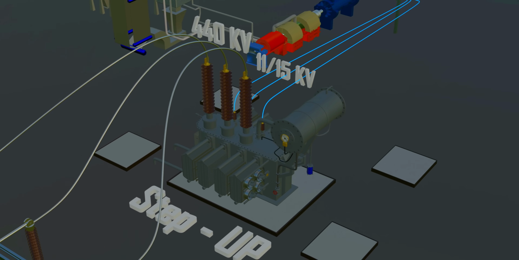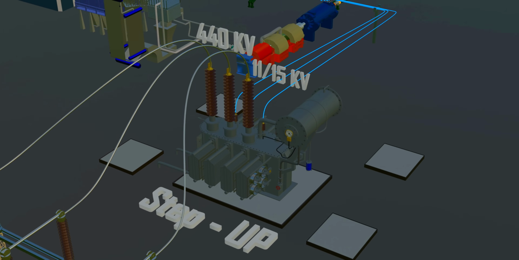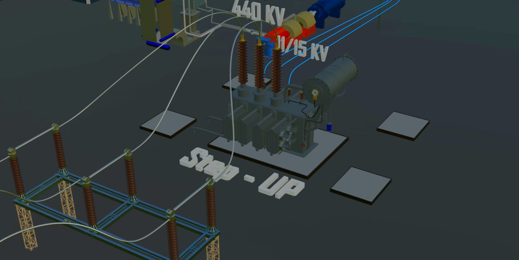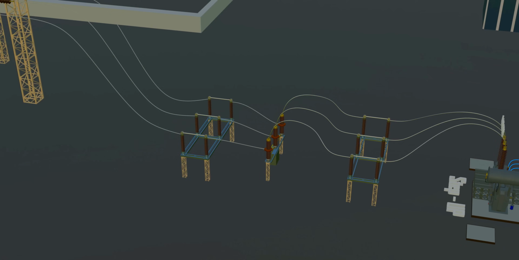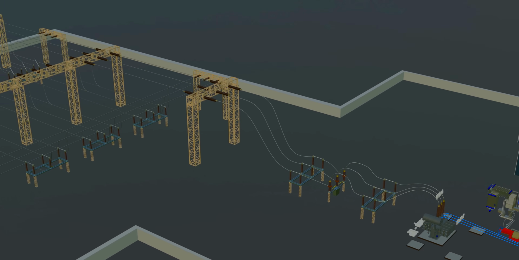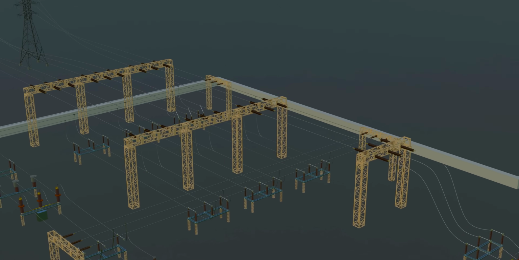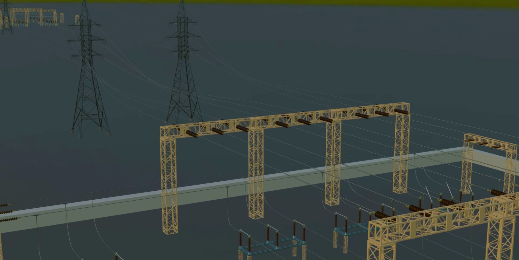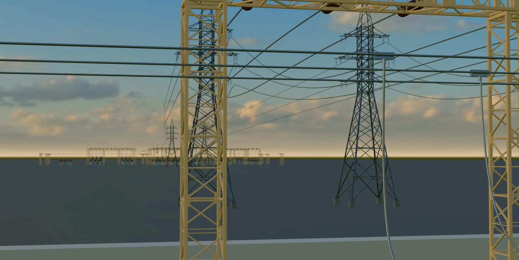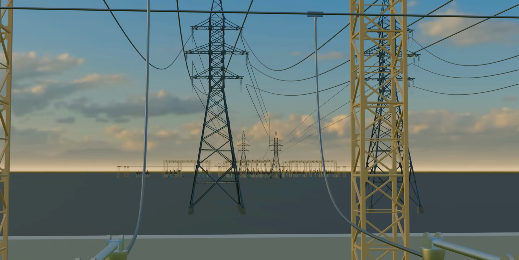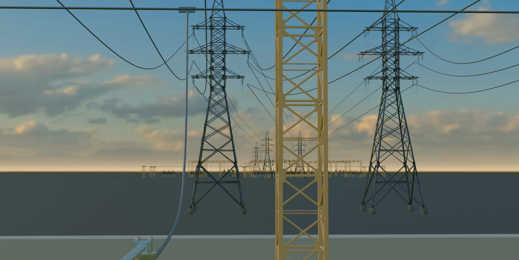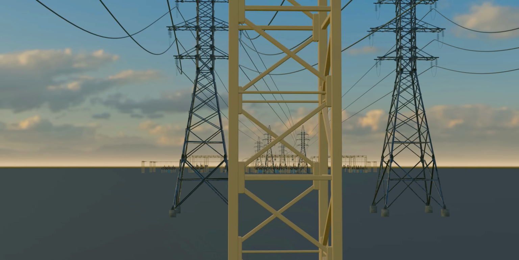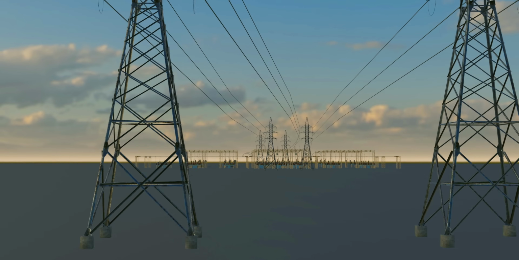The output from the step-up transformer is fed into a switchyard, which we'll explain in detail later. In simple terms, its job is to divide power into multiple outgoing feeders. As shown, several transmission towers branch out from here, each carrying electricity to different regions. Now imagine a 440 kV transmission line carrying electricity from Kota to Jaipur, a distance of nearly 250 kilometers.